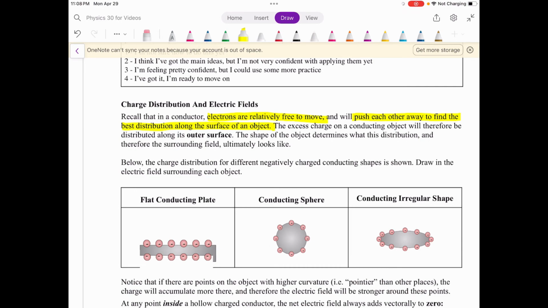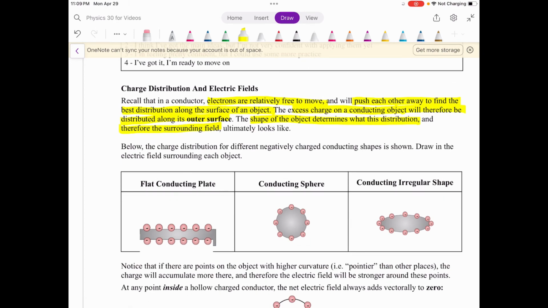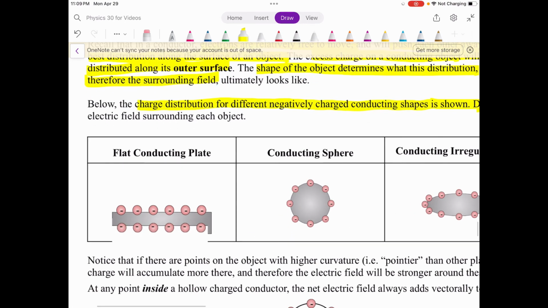Imagine you're in a room full of people you can't stand being around. Where are you going to go to get away from each other? You're going to go to the walls, spread out as much as you can. So the excess charge on a hollow conducting object will be distributed along its outer surface. Now, the shape of the object determines what this distribution, and therefore the surrounding field, ultimately looks like. Below, the charge distribution for different negatively charged conducting shapes is shown. It wants us to draw in the electric field surrounding each object.